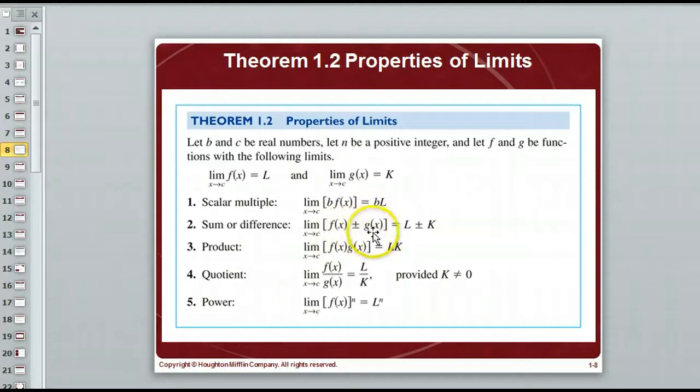If I have the sum of two polynomials or two functions, I can take c and plug it in and I get the two limits out. Product, same. Quotient, same, provided the denominator limit does not equal 0. And then if we have something raised to a power, we're going to get the limit raised to the power.